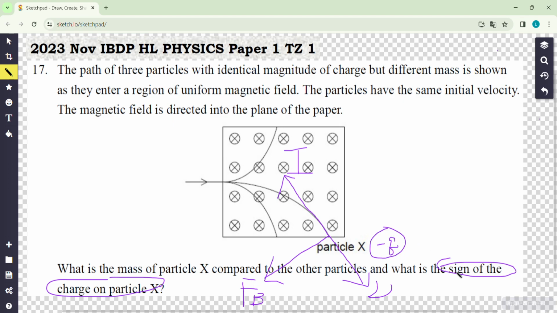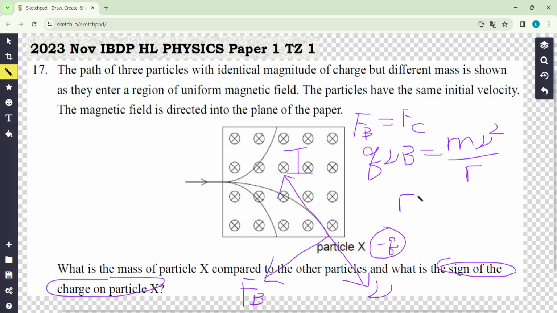Second, we talk about the mass of particle X in comparison with other particles. So you have to use the equation. We have the magnetic force acting as the centripetal force. So qvB equals mv squared over r. So r equals mv over qB. So you observe that particle X has a larger radius, so it should have a larger mass.